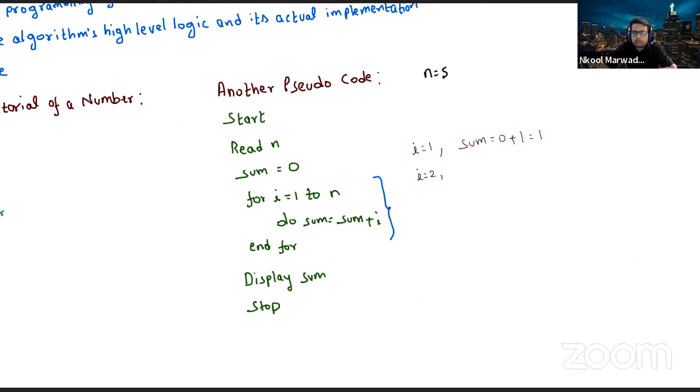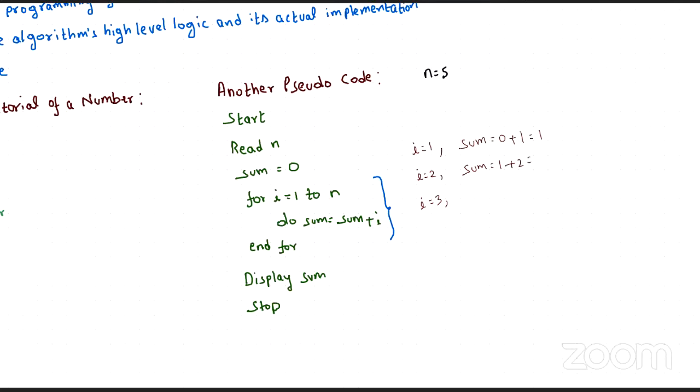When i becomes 2, sum will be the initial value of the sum, that is 1, because now the sum has become 1, plus i, that is 2. So I can write 1 plus 2. Then i will become 3, because every time i is incrementing. In the for loop, every iteration i will increase. It is understood.